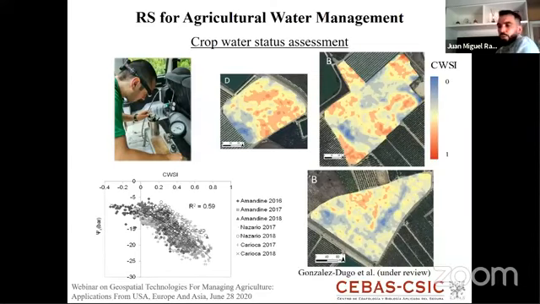When the stem water potentials represented in the y-axis were compared with the crop water stress index values derived from the thermal sensor in the x-axis, a good relationship was found despite showing a wide dispersion typical of the variability of working in the field, on the ground.